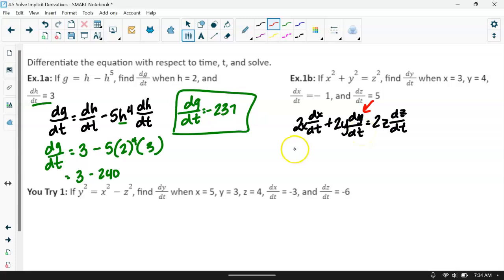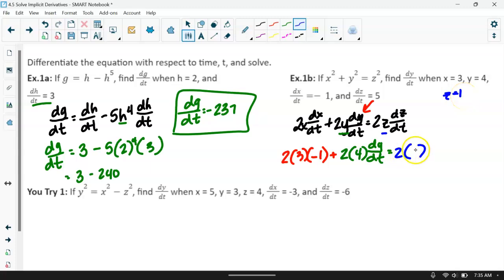So here we've got 2 times x, which is 3, times our slope of x, which is negative 1, plus 2 times y. Well, y is 4, and then we don't know our slope of y with respect to t. That's what we're solving for. This is equal to 2 times z. Oh, I'm sorry, I forgot to give you guys the value for z here. Z is actually equal to 1 in this case. So 2 times 1 times the derivative of z, which is 5.